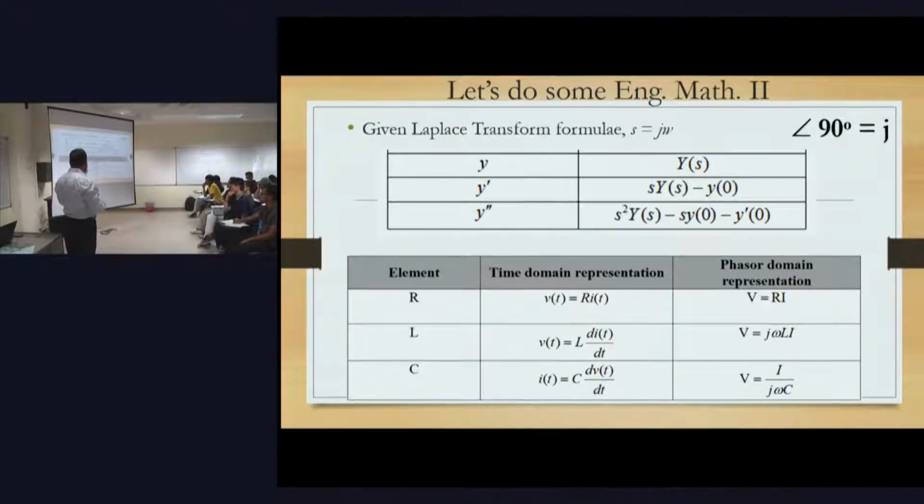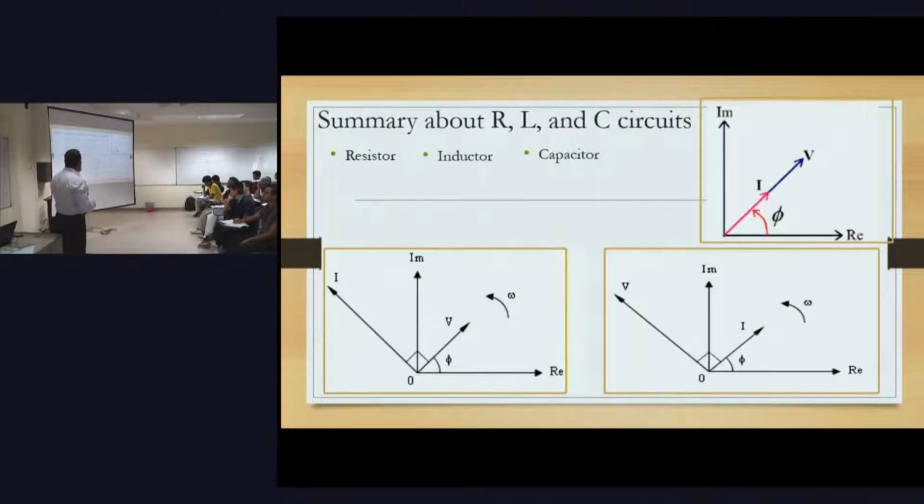What about inductance? We have the letter L that indicates inductance. In the time domain, we already know this relationship, right? v(t) is equal to L di/dt, and in the frequency or phasor domain, it's this one. What about a capacitor? Similar thing. You have the time domain representation, basically the relationship between the current and the voltage, and in the phasor domain, it becomes this. All right, the summary of L, R, and C circuits.